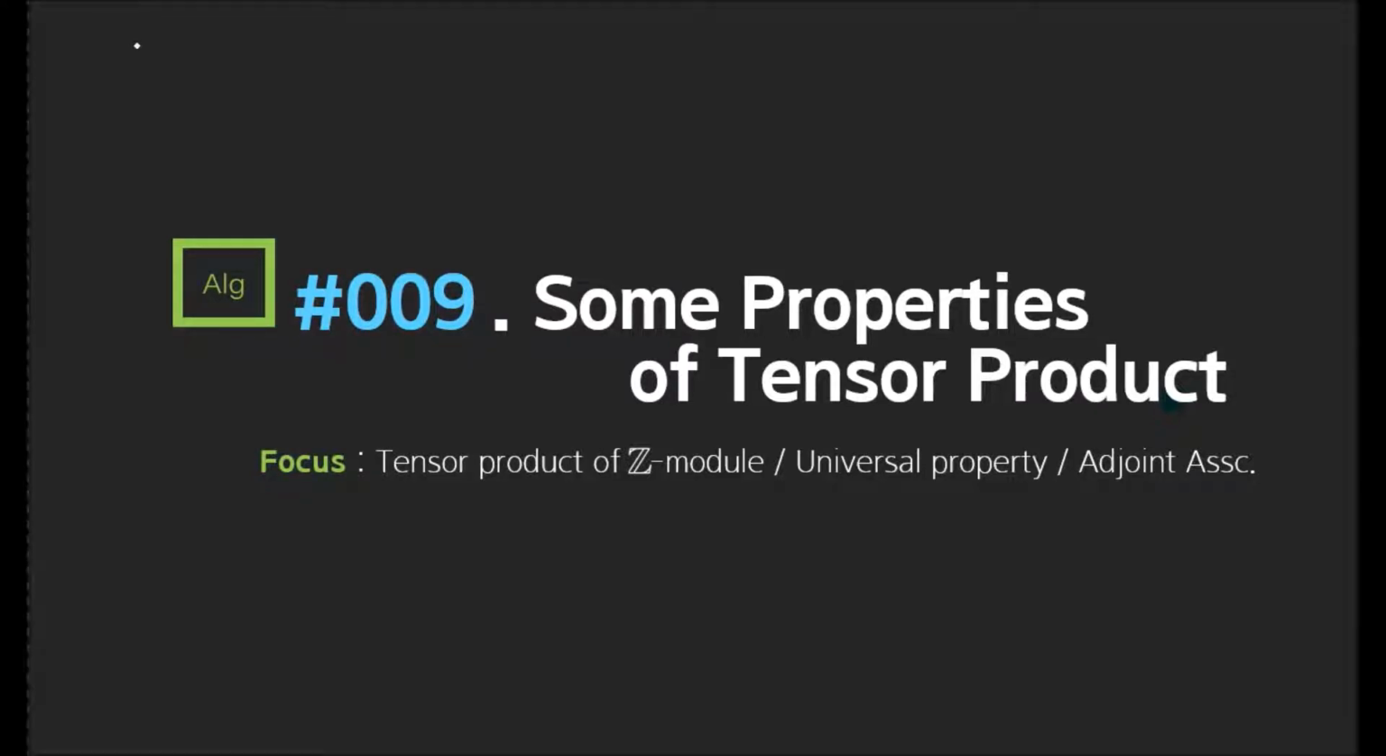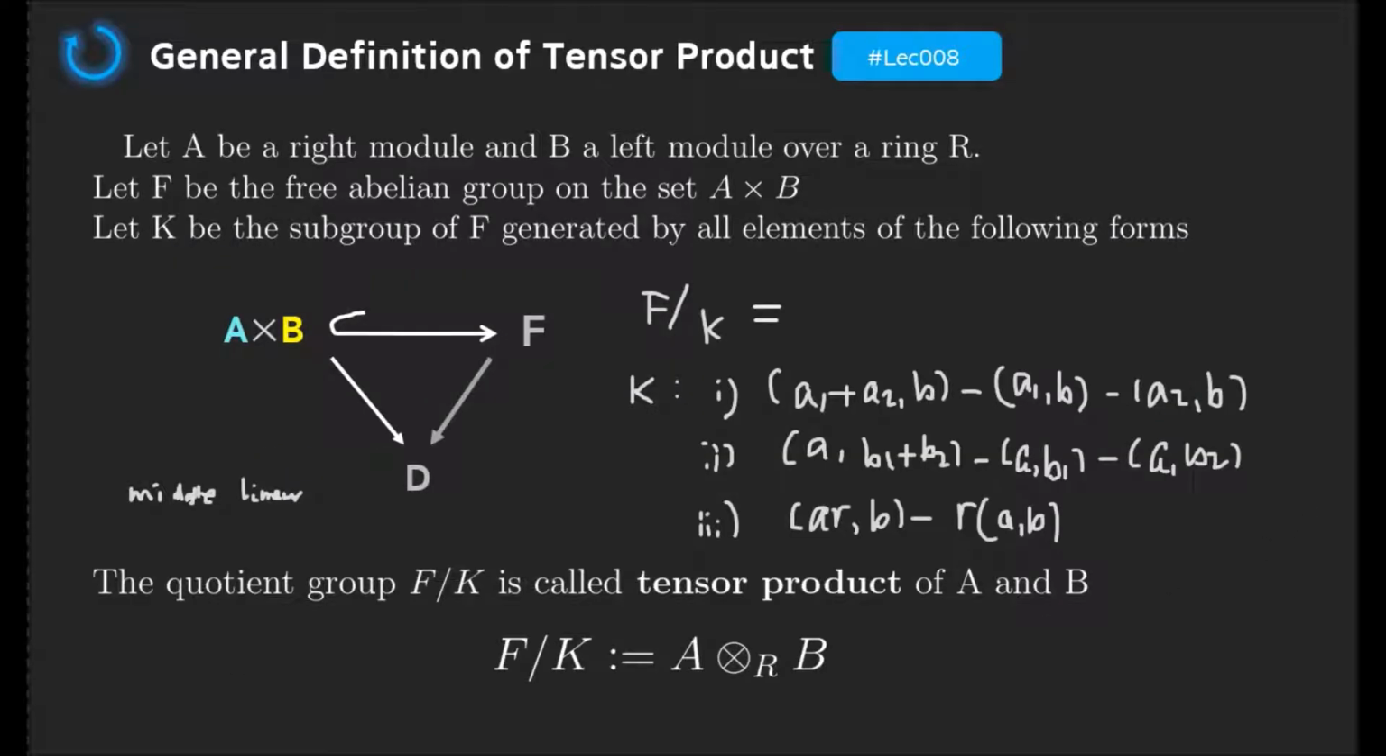Hello. Today's lecture is the tensor product, and I want to say some properties of the tensor product. The main focus is the tensor product of the G module, the integer module, the universal property of the tensor product, and adjoint associativity. To begin with, let's recall the general definition of the tensor product from the previous lecture 8.